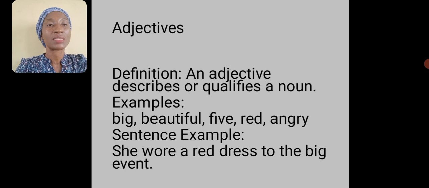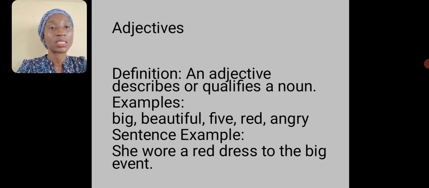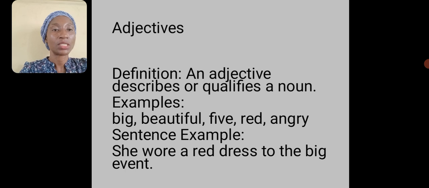Examples of adjectives that can be used to describe or to qualify nouns or pronouns are big, beautiful, fine, red, angry. All right, these are just a few examples of adjectival words or adjective words. Now let's see an example of a sentence that shows the use of adjectives.